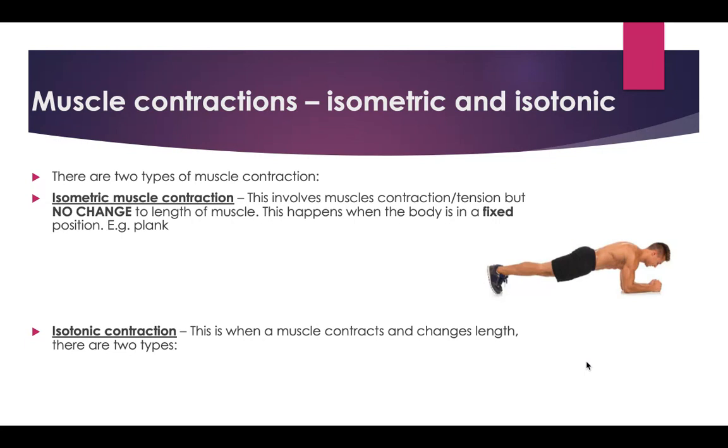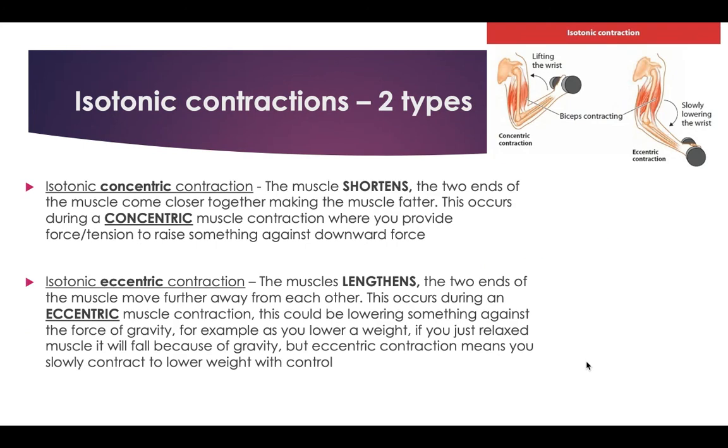To remember that there's no change in length, think of the word metric, which is just kind of the posh word for a meter ruler, maybe. It's a fixed length. You can't change the length of it, so it's exactly the same. So isometric, there is no change of length to the muscle. Isotonic has two types of contractions. We've got concentric contraction and an eccentric contraction.